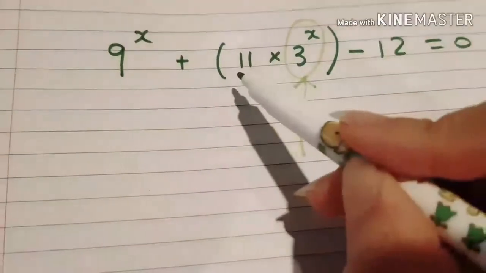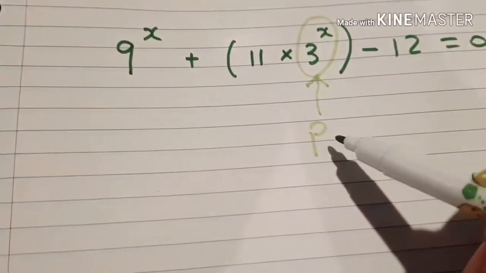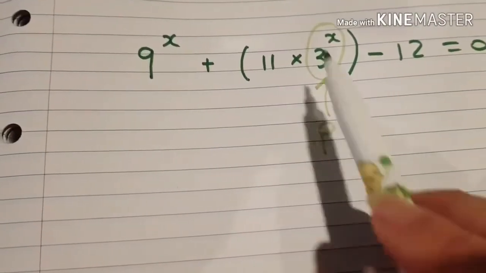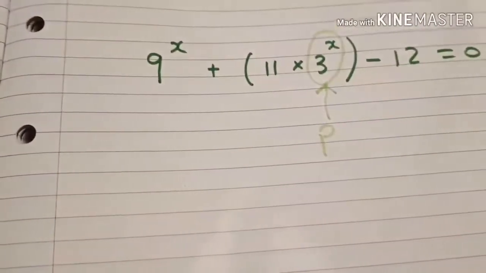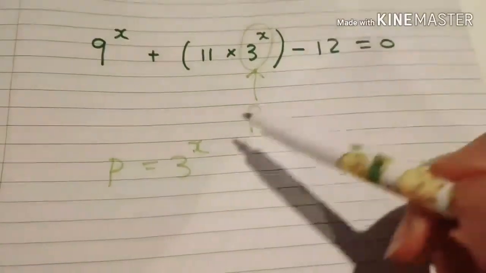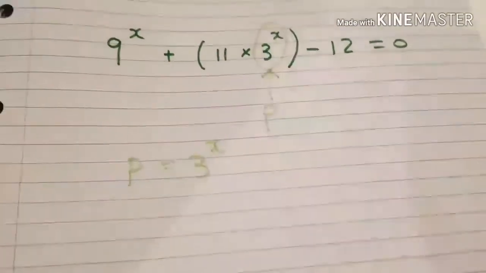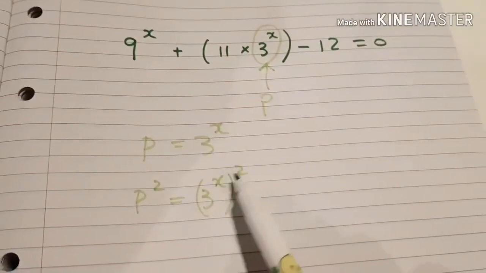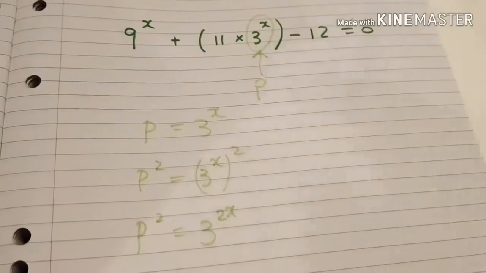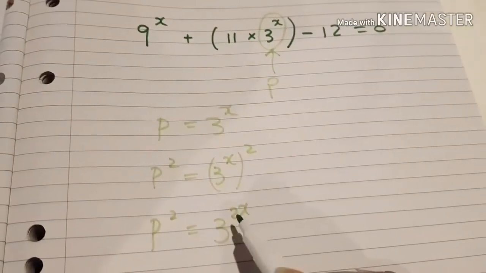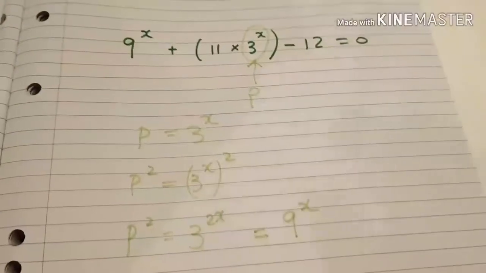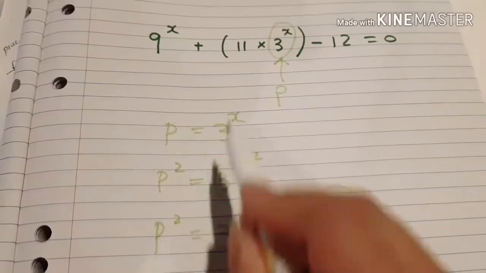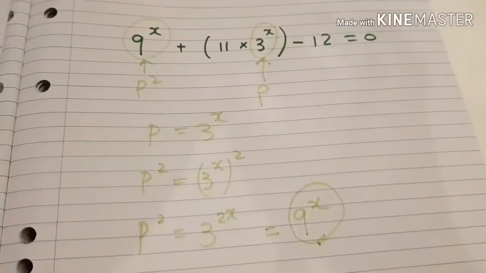Because somehow I just want to make it into 11P minus 12 and make this P squared. Should we test whether P squared is this one? Let's see. So I let 3x as P. Let's test it. What's P squared? Just do the algebra. Powers of power, I'm going to multiply these two, like this. What's 3 to the power of 2? Which is 9x. So that one is P squared, so I can replace this one as P squared.